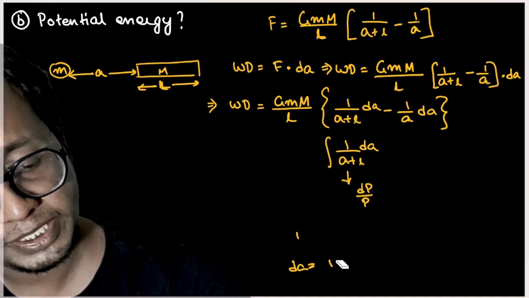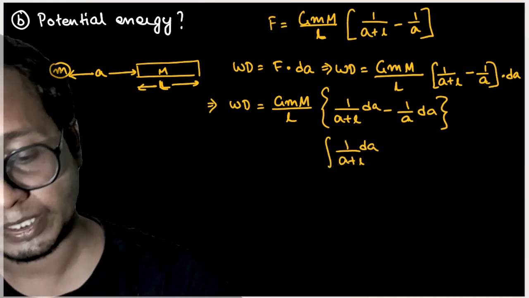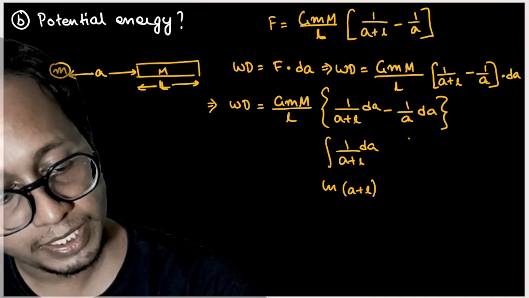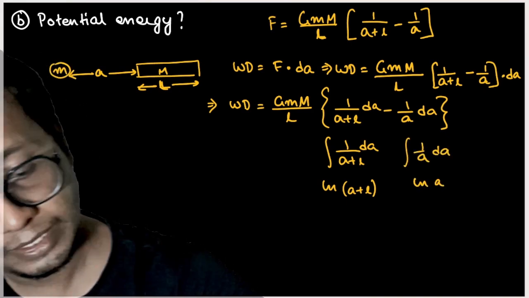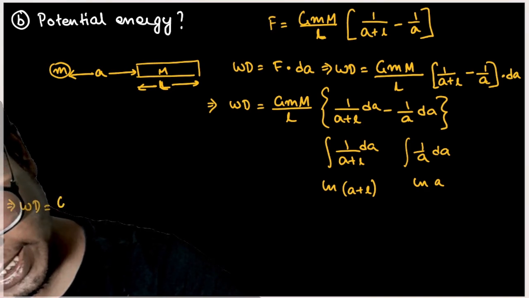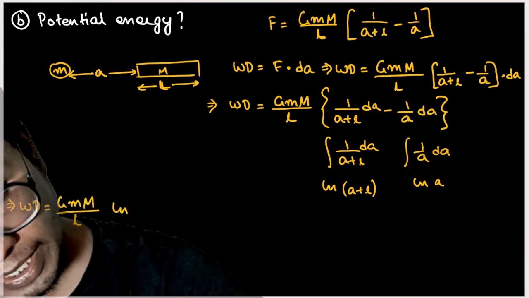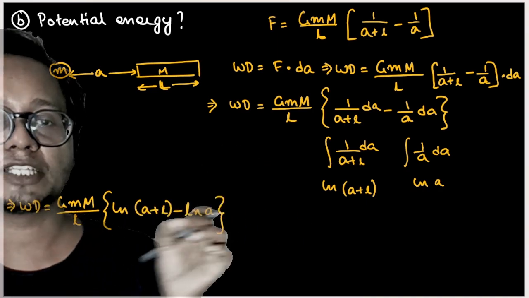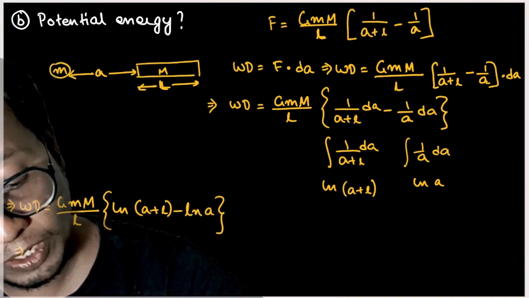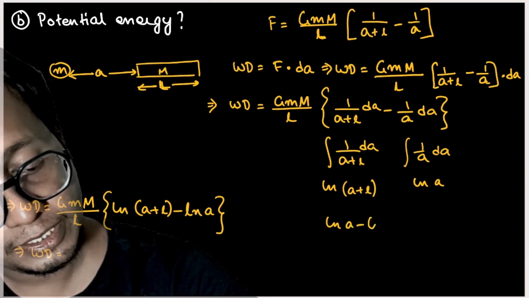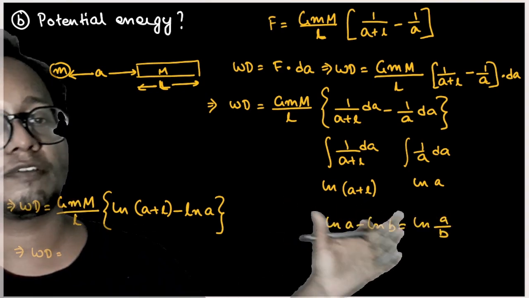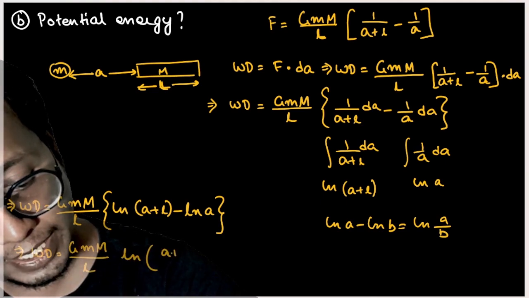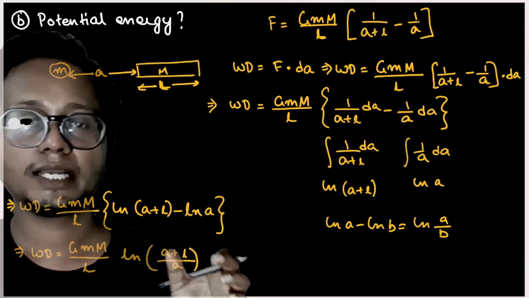So you have learned integration. I have also shown you integration in mechanics. So the integration of this part would be nothing but ln (A plus L), and the integration of 1 by A dA is nothing but ln A. So the work done is equal to G m M by L into ln (A plus L) minus ln A. Log A minus log B is equal to log A by B, a property of logarithm that you know. So work done is equal to G m M by L into ln of (A plus L) divided by A. So this is our answer.